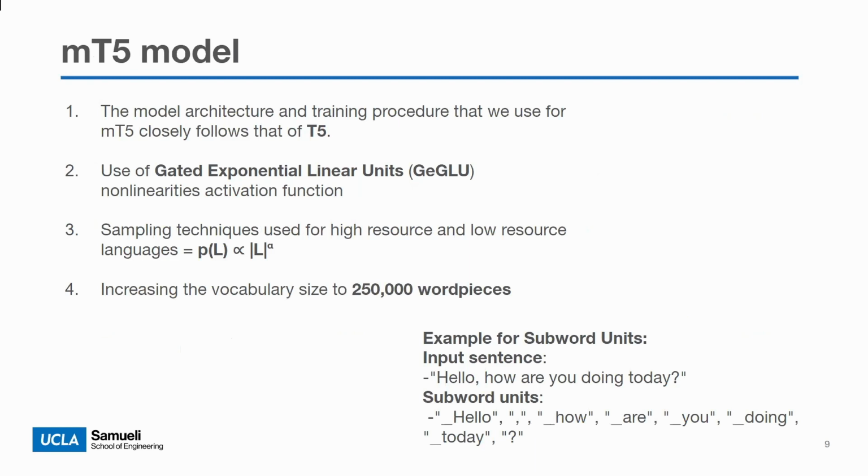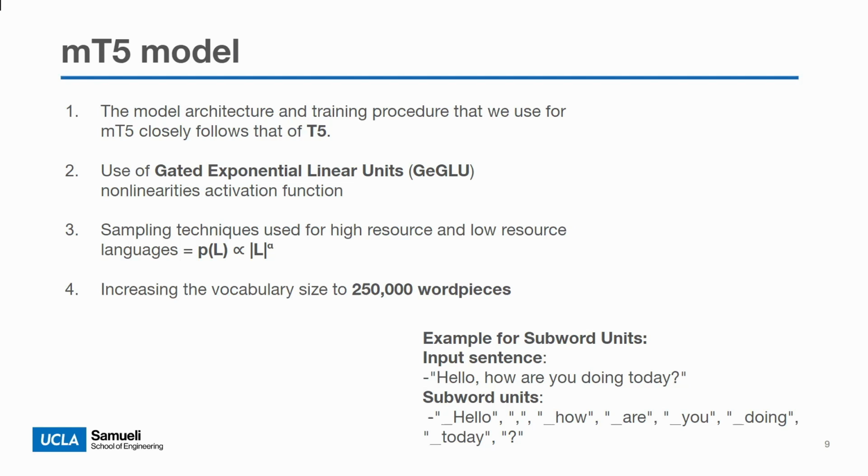Now, talking about the MT5 model, the model architecture and training procedure that we use for MT5 closely follows that of the T5. Specifically, it's based on the T5 1.1 recipe. One of the differences between the T5 and the MT5 is, however, the use of gated exponential linear units. The GEGLU activation function was found to be effective in reducing the number of parameters and computation required in large-scale language modeling and translation tasks, making it suitable for use in the MT5 model. It has been shown to perform better than the standard GLU function used in the T5 model, which can suffer from vanishing gradients and overfitting when applied to large models.